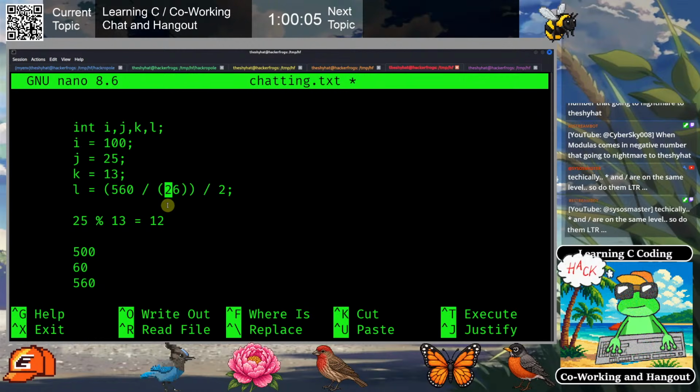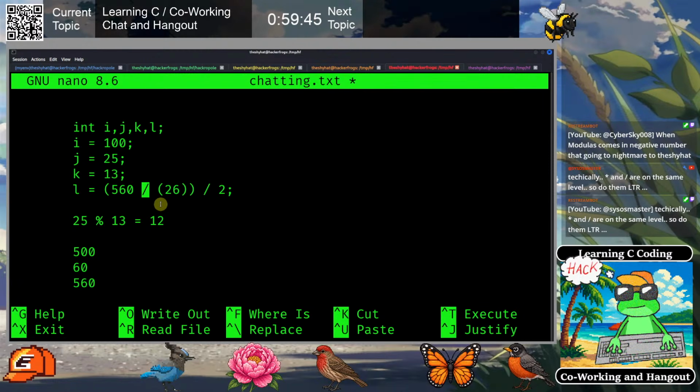Cybersky says when modulus comes into negative numbers, that's going to be a nightmare. Okay, technically, multiplication and division are at the same level, so you do them left to right. I mean, yeah, we're also doing them left to right here.